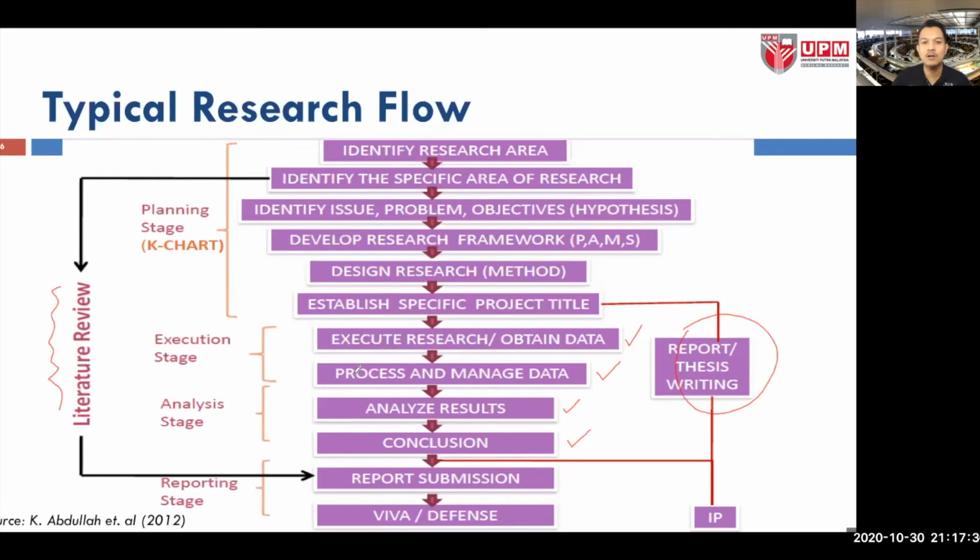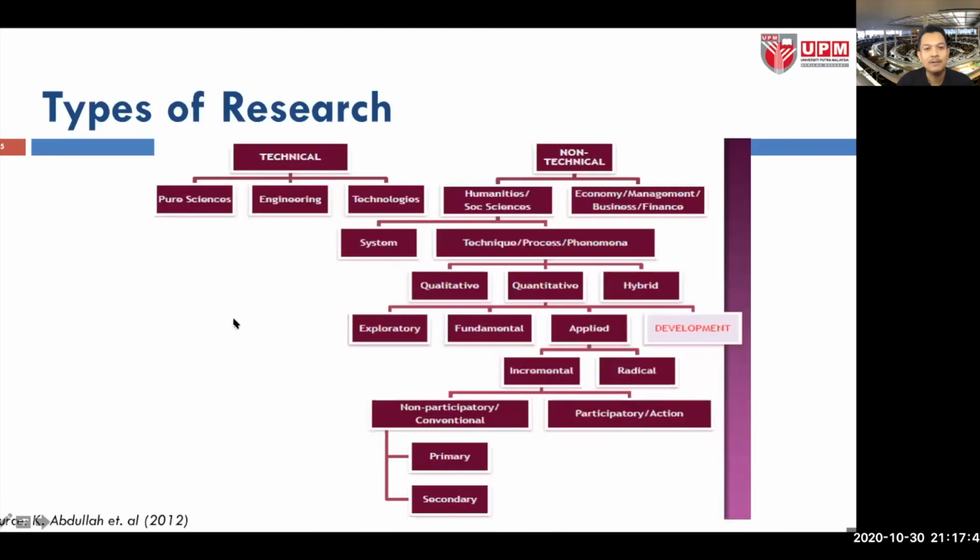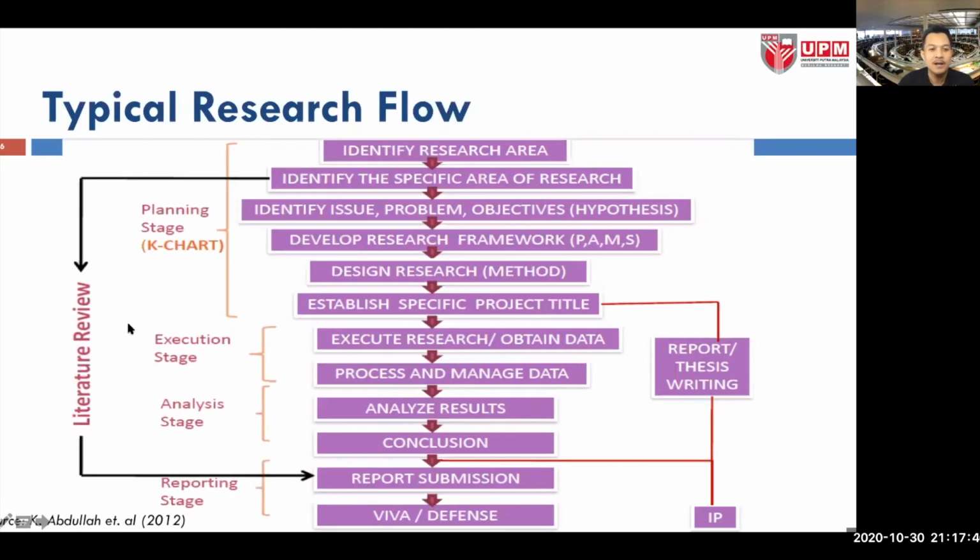For the sake of our research methodology course, I'm going to teach you how to do a literature review, and later you are going to prepare your review paper based on your literature review. And finally, you do report submission, you have your viva, defense, and so on. Some lucky students would be able to file an IP, a patent or ID. So this is what we call the bonus.